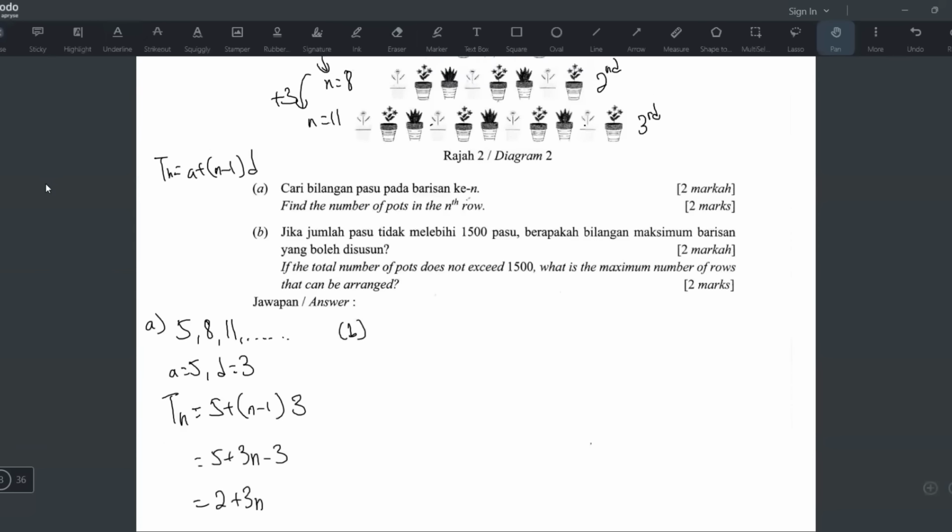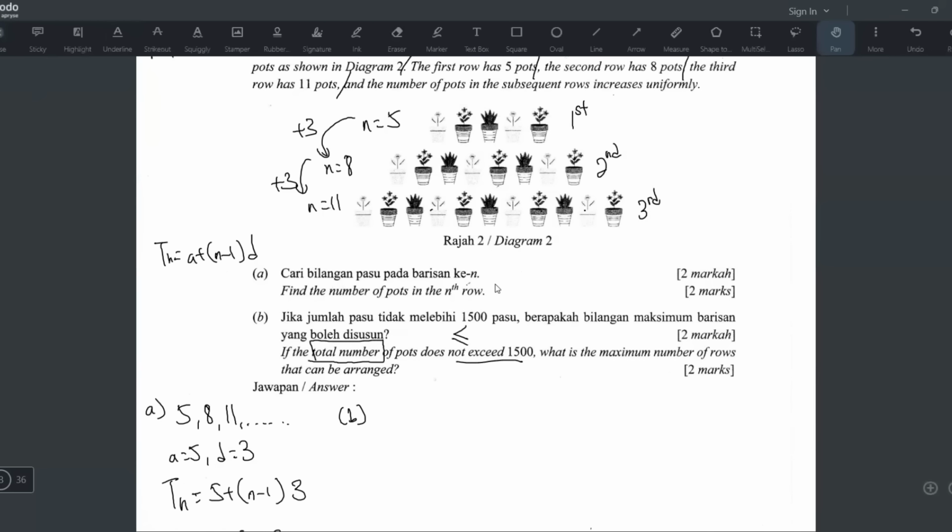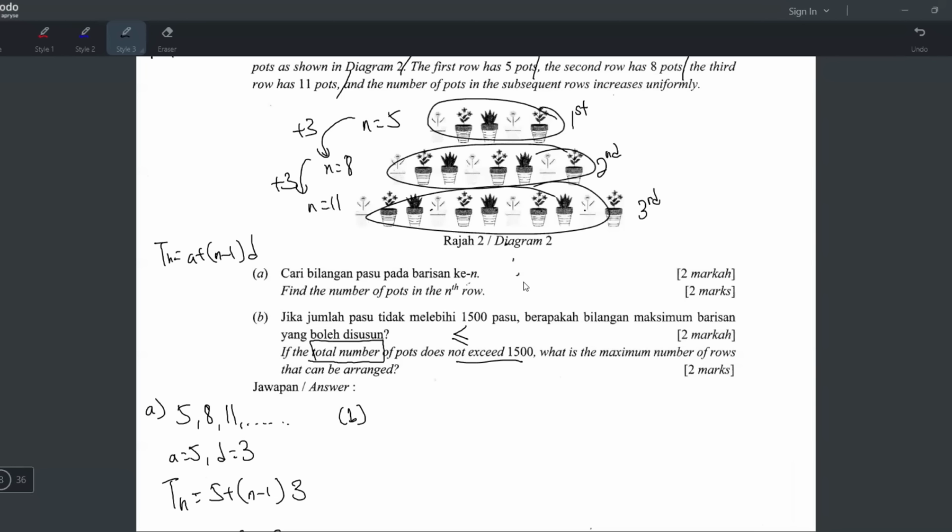B, if the total number of pots does not exceed 1,500, does not exceed means smaller or equals, tak melebihi. What is the maximum number of rows that can be arranged? All right, the keyword is this word right here, total number. So the total number of pots does not exceed. It means this one plus this one plus this one plus until don't know how many rows, cannot exceed 1,500.